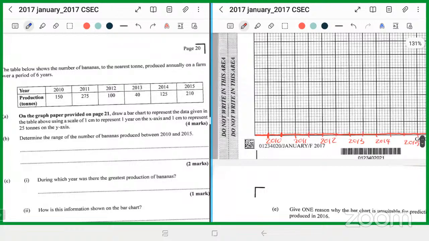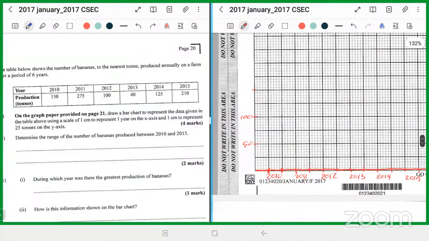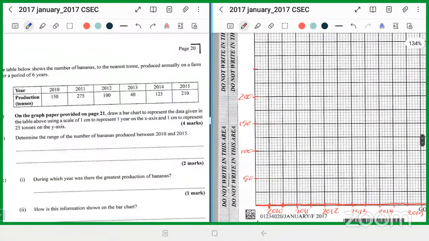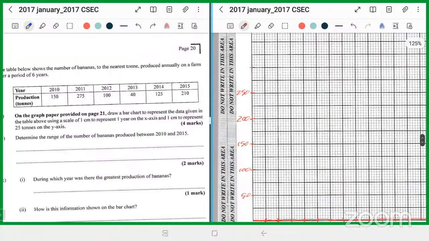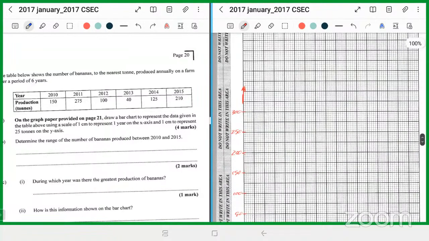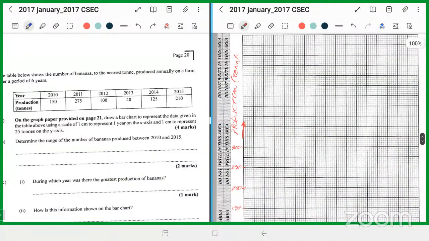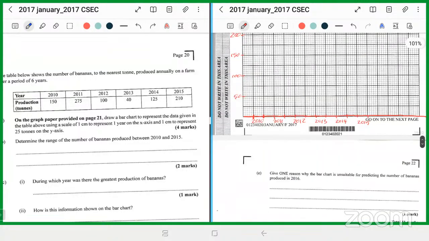On the y-axis, it is 1 centimeter to 25 tons, right? So 2 centimeters to 50. So this will be 50. This will be 100. This will be 150. This will be 200. This will be 250. This will be 300. I don't need to go higher than that. So I'm going to label up here: banana production in tons. So this is production in tons. And this down here is time in years. All right.